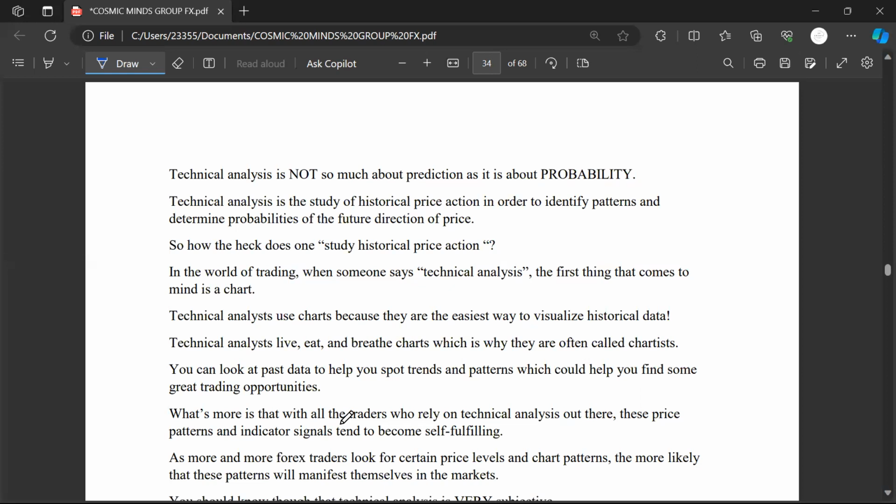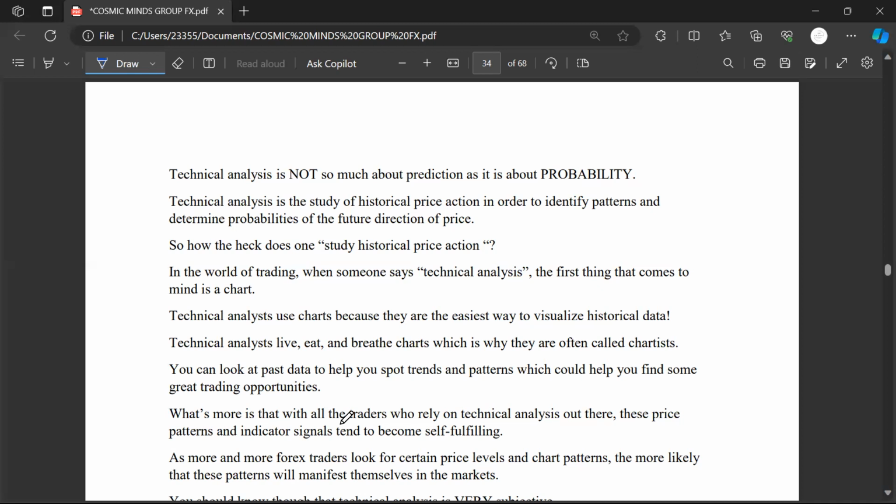In the world of trading, when someone says technical analysis, the first thing that comes to mind is a chart. Technical analysis is about charts. Technical analysts use charts because they are the easiest way to visualize historical data. That gives us the direction. That is what it means. Technical analysts live, eat, and breathe charts, which is why they are often called chartists. That's just by the way.